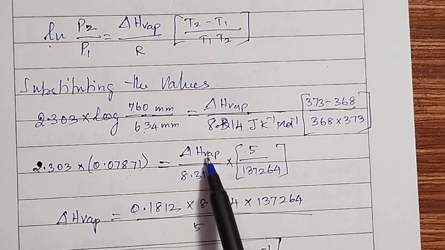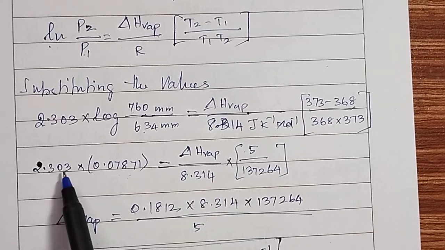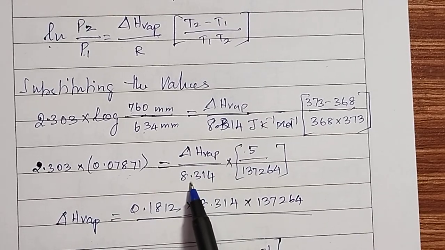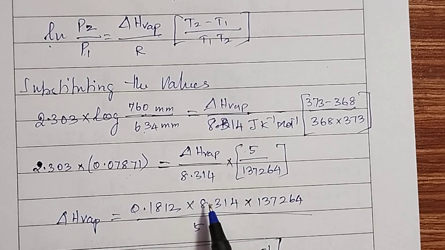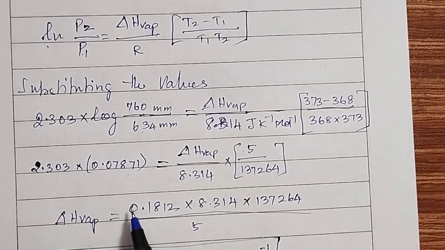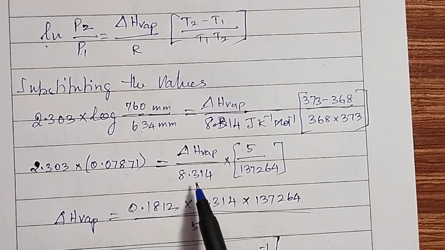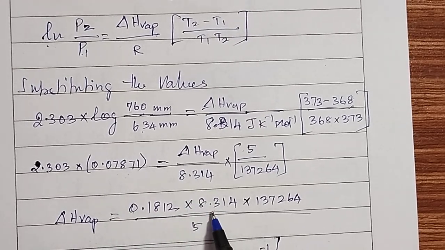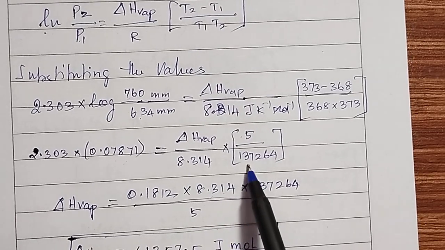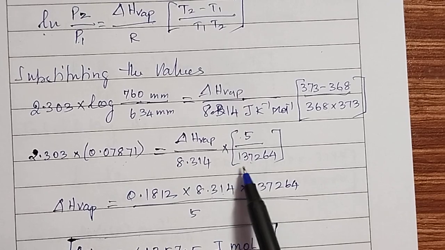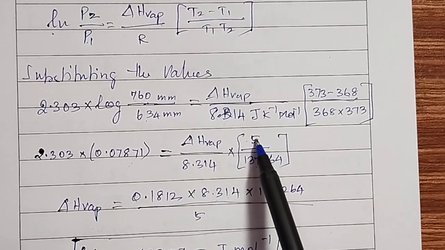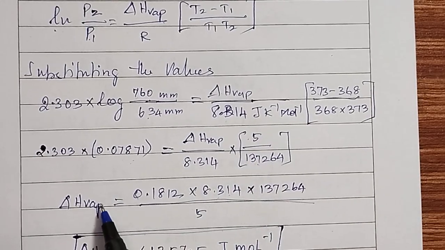Now delta H vaporization is here, and therefore I bring all these things to the other side to find delta H vaporization. This is in the denominator, and when it goes to the other side, it will become a numerator. This value is 0.182, and when it goes there, it is multiplied by 8.314 and by this value. Here it is the denominator; when it goes to the other side, it becomes a numerator, and this numerator comes to the denominator, and this is the value.